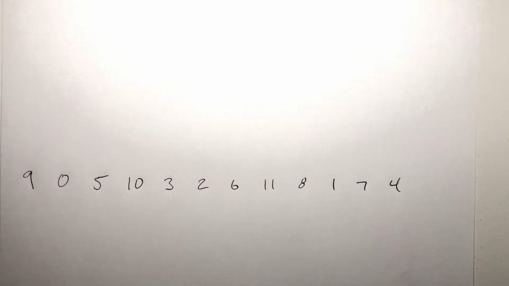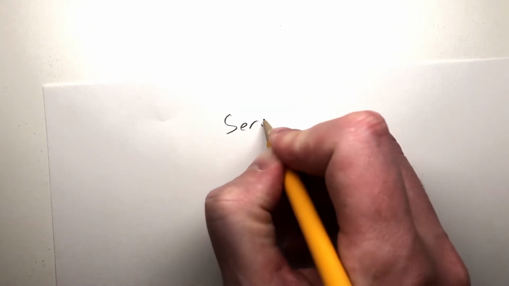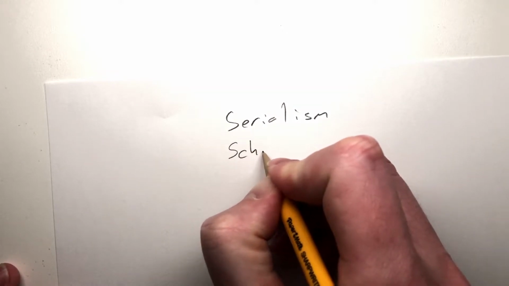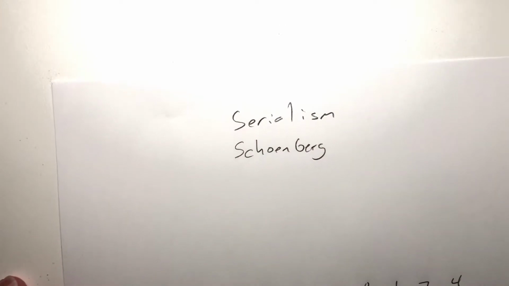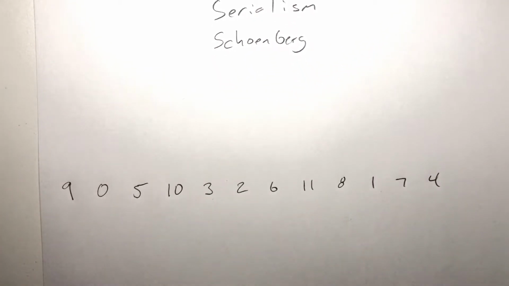The reason we're making a 12-tone matrix is to experiment with the compositional technique of 12-tone serialism. Serialism is a compositional technique that was pioneered by Schoenberg. I've taken the 12 notes in number form that we randomly generated, and I've put them here.